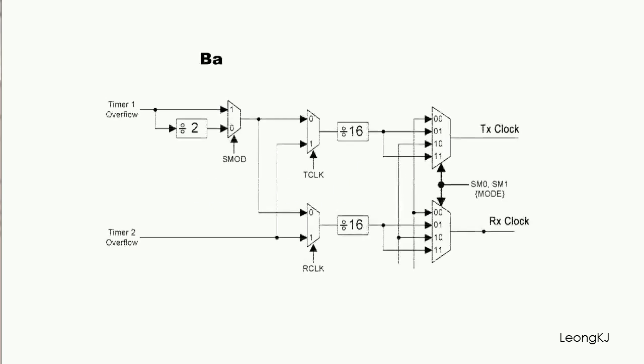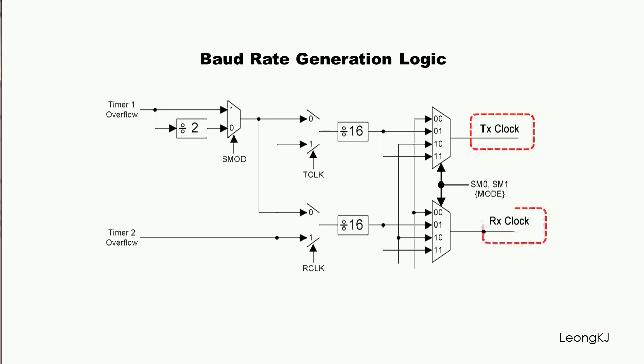Timer overflow rate, and baud rate generation. This is the baud rate generation logic. The transmit clock and the receive clock determine the speed of the transmission. These clocks are taken from these multiplexers.